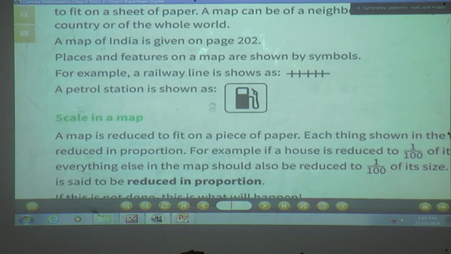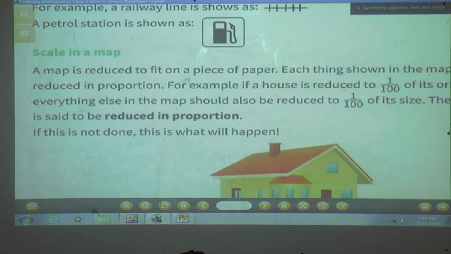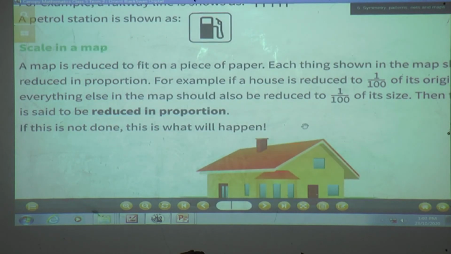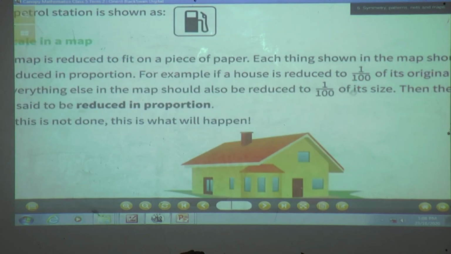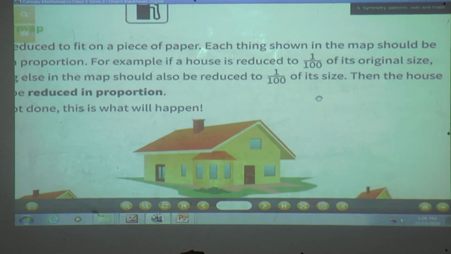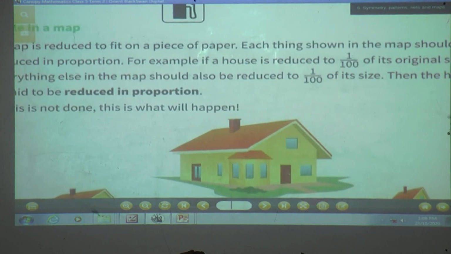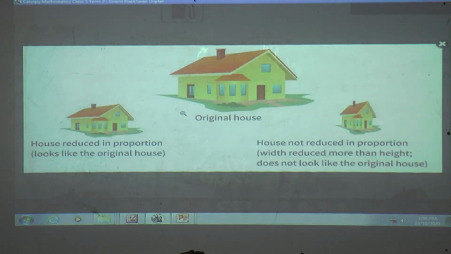Now we'll see scale in a map. A map is reduced to fit on a piece of paper. Each thing shown in the map should be reduced in proportion. For example, if a house is reduced to 1/100 of its original size, everything else in the map should also be reduced to 1/100 of its size. Then the house is said to be reduced in proportion. So for the map, they reduce the size for calculation.